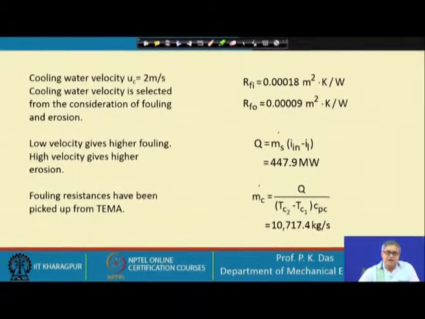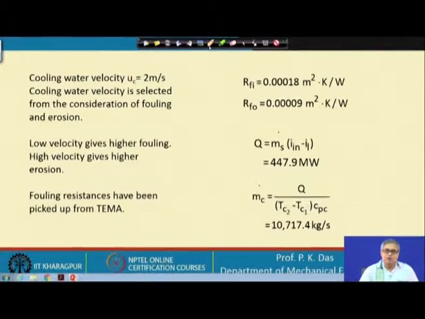TEMA I have mentioned earlier. TEMA is a code that gives many codes and standards for heat exchanger design. It is the Tubular Exchanger Manufacturers Association. So from there we have picked up, and from the data which have been supplied to you, we get the total amount of heat transfer and we get the coolant flow rate. These two are again very important information which we get from this preliminary, simple calculation.